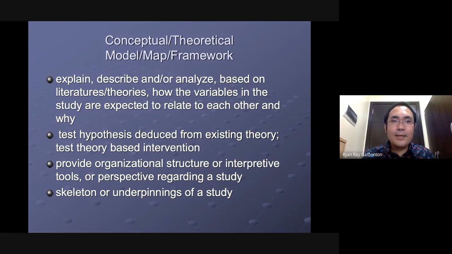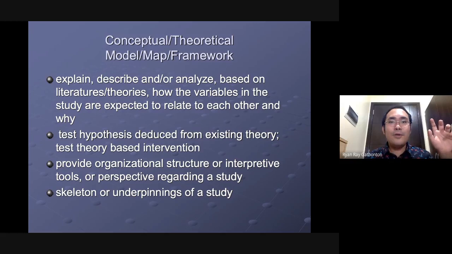Sabi ko kanina, when you do research, hindi ko pala sabi kanina. Sabi ko last time na when you do research, most especially quantitative research, you take on a deductive reasoning technique. Nagsisimula from what is known and apply to a specific situation, from general to specific. Now, conceptual or theoretical frameworks provide you with a skeleton for this deductive reasoning.